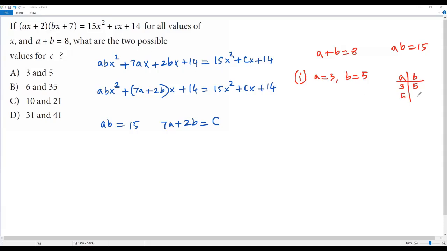Let me take a equals 5 and b equals 3. The same thing: 5 + 3 is equal to 8, and 5 times 3 is 15. It satisfies both the conditions here. So my second option for the values of a and b is a equals 5 and b equals 3.